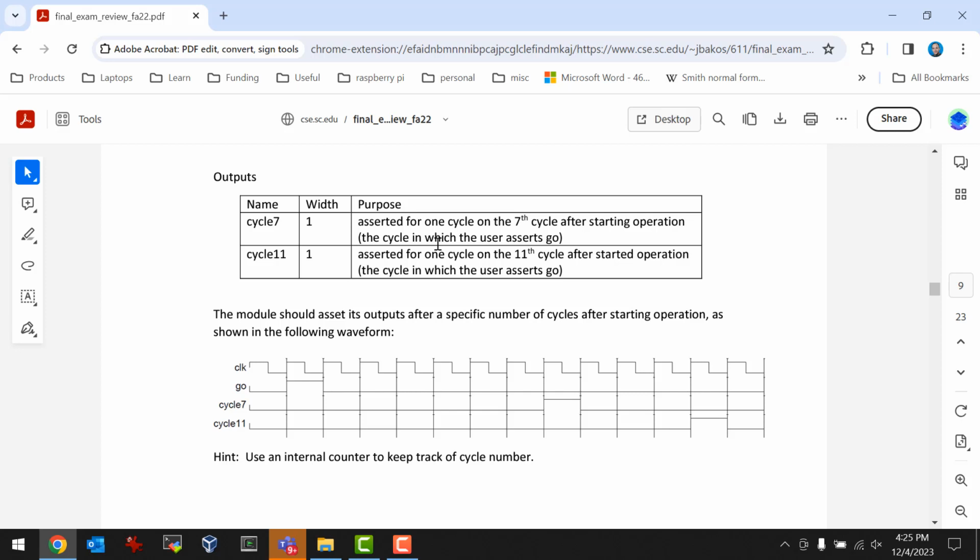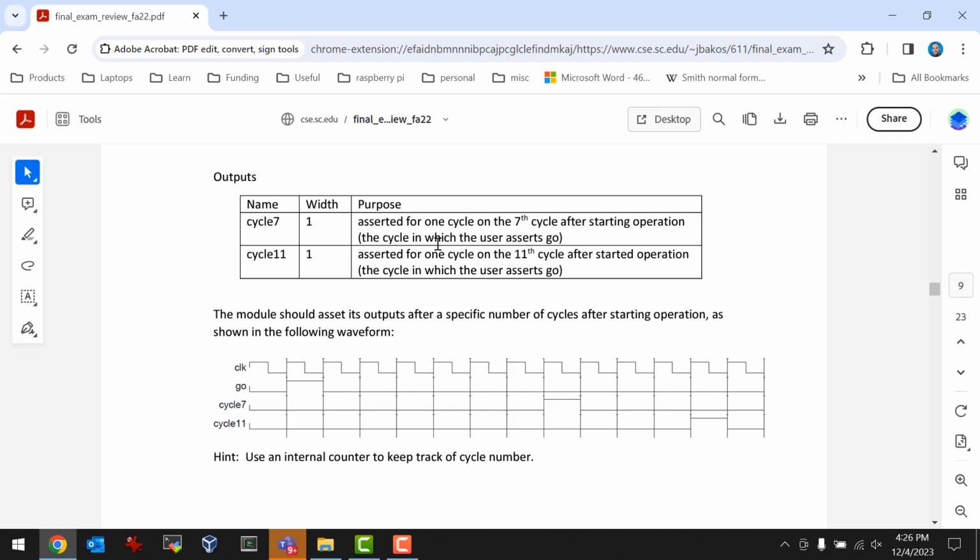Now the question is, what happens if I say go when it's already running? I'm assuming that running is turned off initially, and then I'll turn it on. Well, I didn't tell you what happens in that case, so I'm going to assume that if it's already running and I assert go, it's probably going to act goofy. In other words, I'm assuming that it's invalid to assert go within 11 cycles of the last time you asserted go. Fair to say, right?